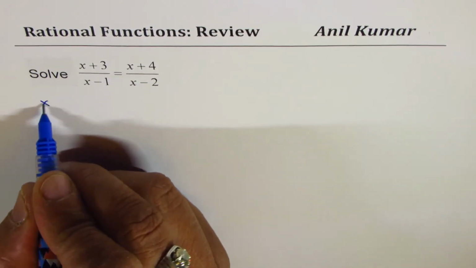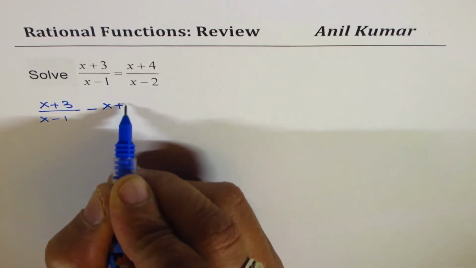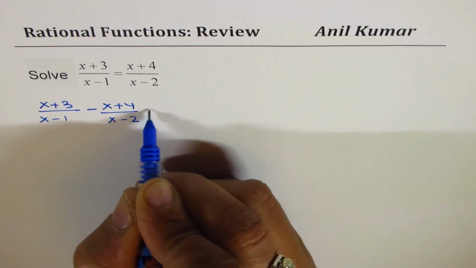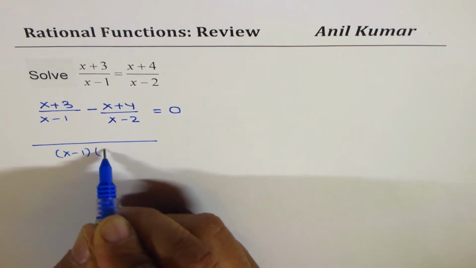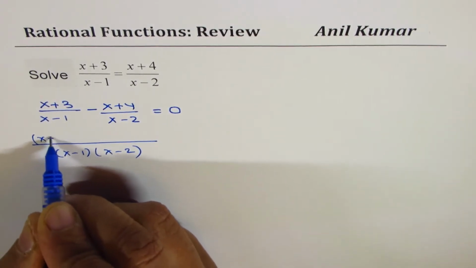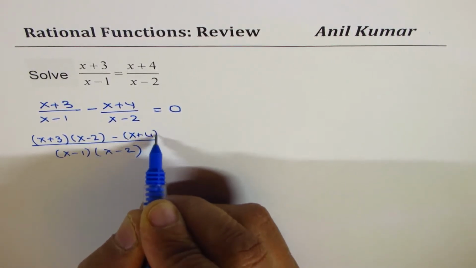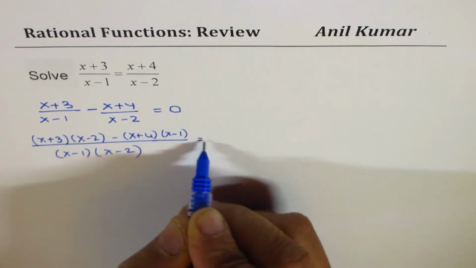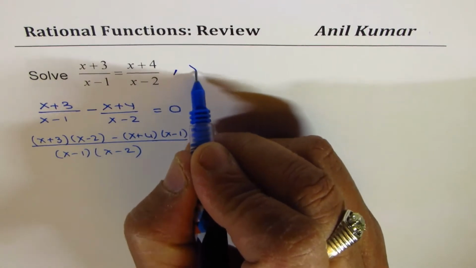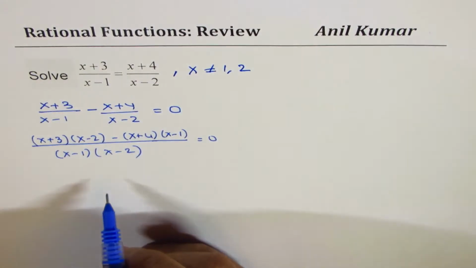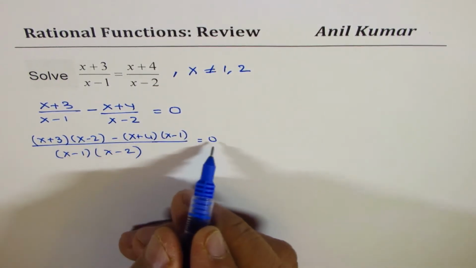Bringing the terms together gives us (x+3)/(x−1) − (x+4)/(x−2) = 0. Now the common denominator will be the product of (x−1) and (x−2). So we get (x+3)(x−2) − (x+4)(x−1) = 0. Now that really means the denominator cannot be 0, so we'll write the restriction x not equal to 1 and 2, right? And the numerator should be 0, so we'll just multiply these and equate to 0.